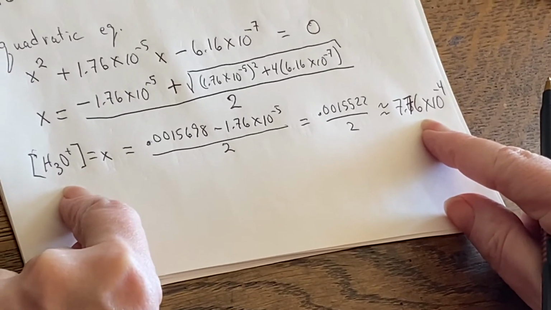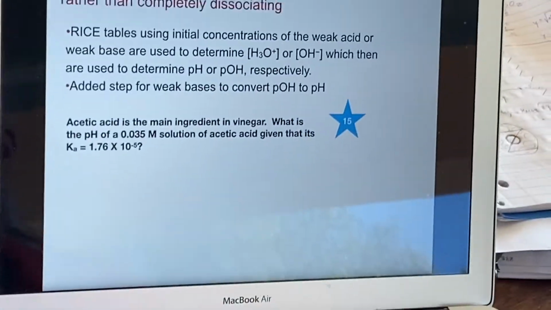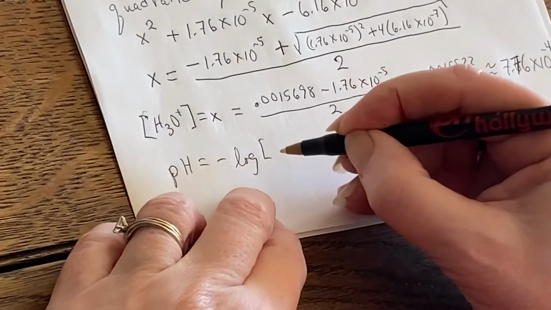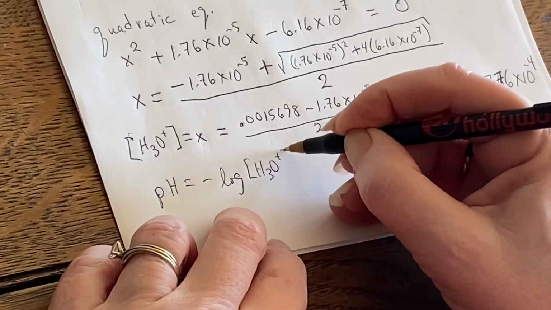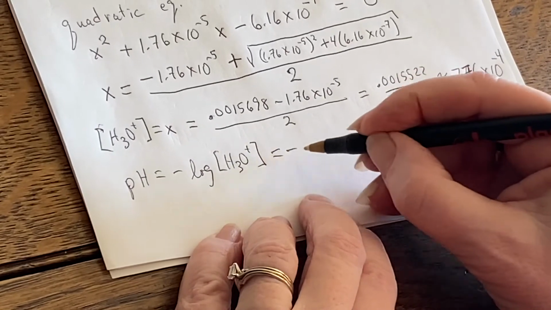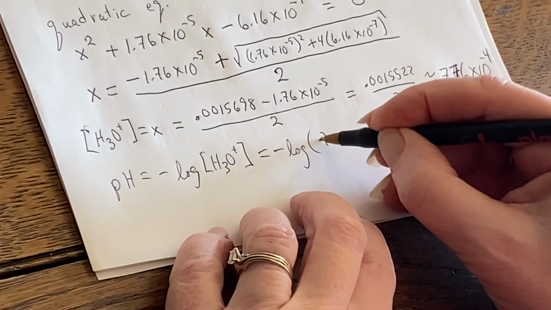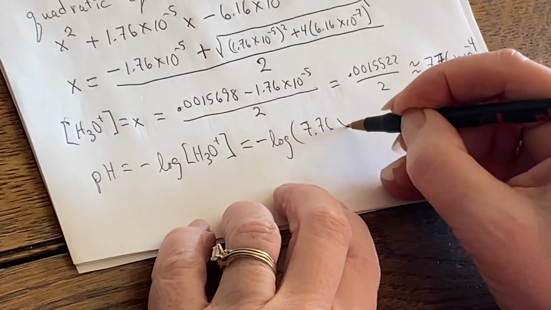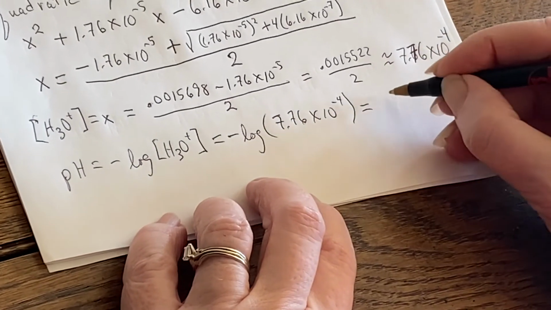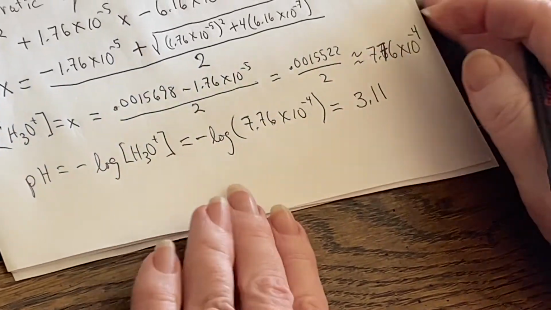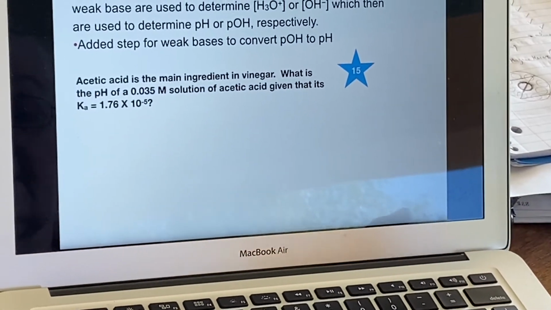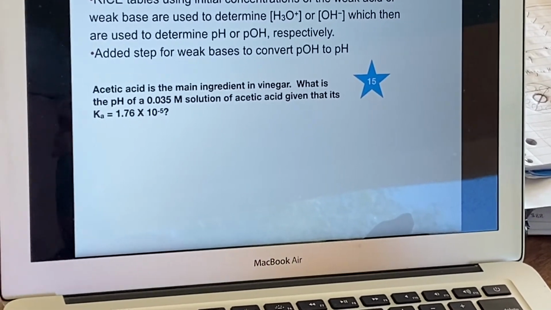That's not what they asked for though. They asked for the pH. Oh, that's okay. We can do the pH. It's just minus log of this number that we just came up with because that's the concentration of hydronium ions. So when I do that, it's minus log of 7.76 times 10 to the negative 4th, and we're going to get that that's 3.11. And that's an acidic value, which makes sense because we are talking about acetic acid. So we're happy with the number that we came up with.